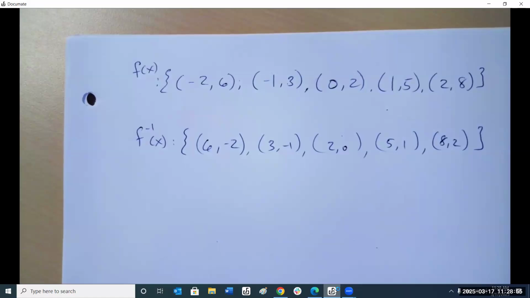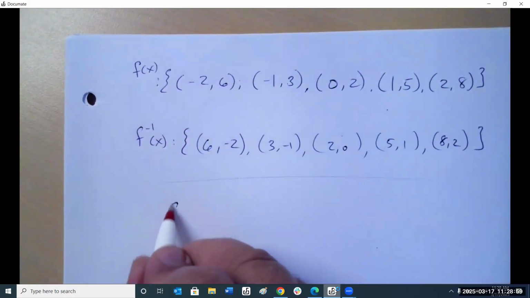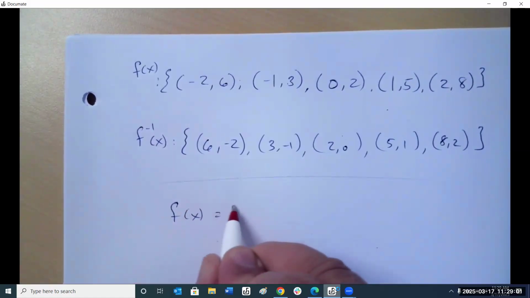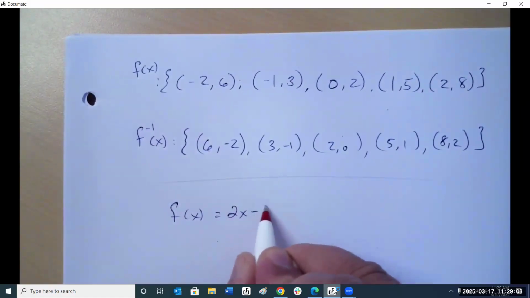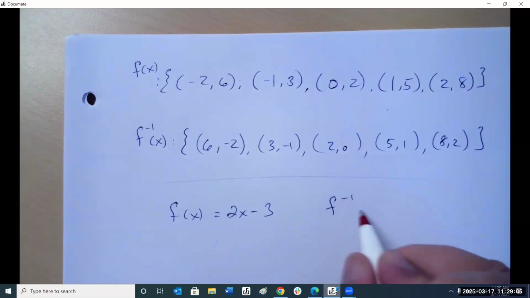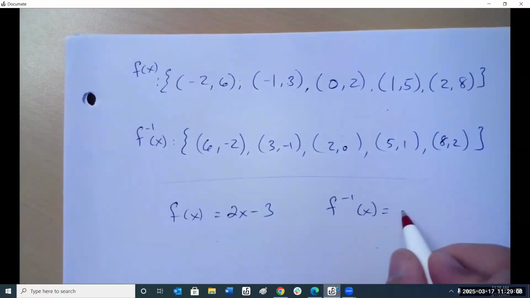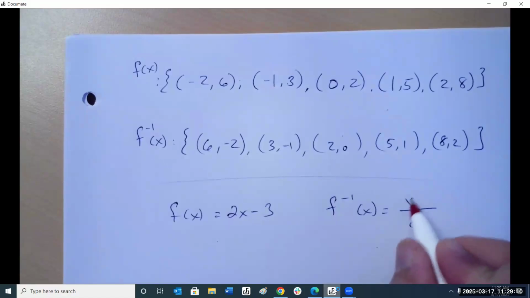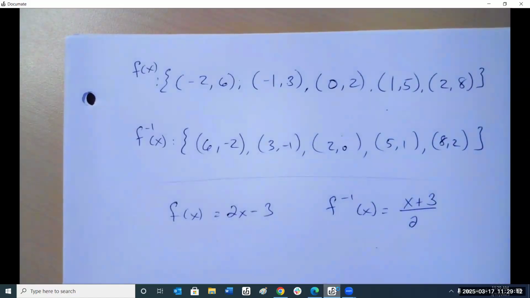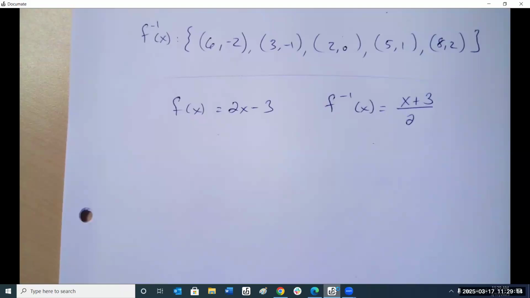So how do we prove that they're inverses of each other? If we have two functions, 2x minus 3, and the inverse of the function we said was (x plus 3)/2, how do we prove they're inverses of each other?